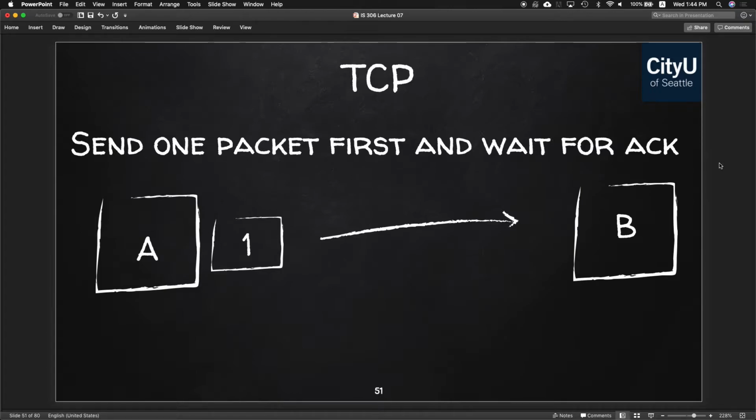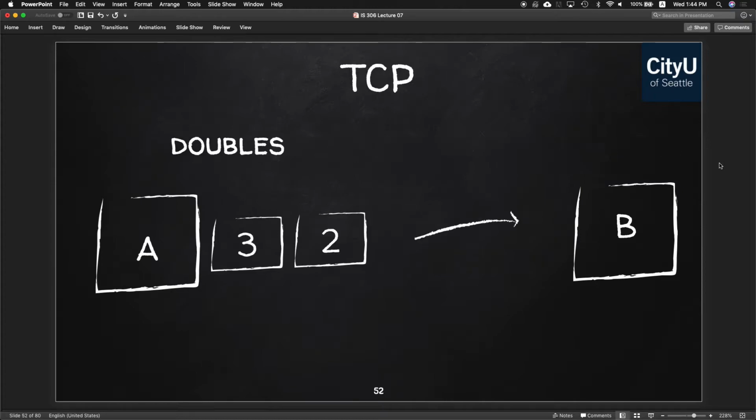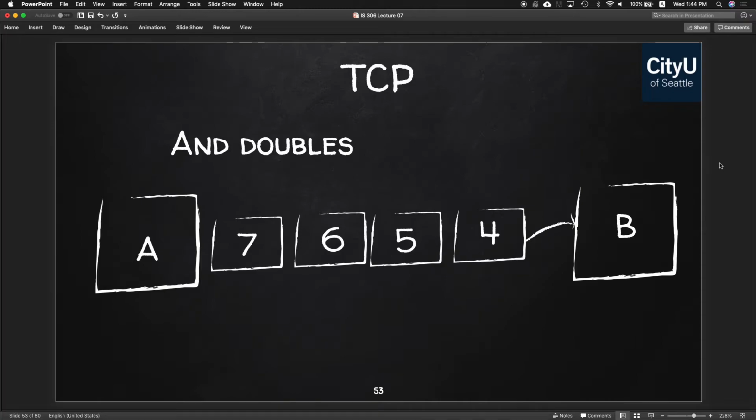So only send one packet. It's just to test if device B, or computer B, exists, or if I have a connection to it. Once it transmits and gets the acknowledgement from B, it will double and send two packets. So now instead of one packet, we have two packets, the number or just the sequence. And if that transmits and computer A gets an acknowledgement, it will double again.